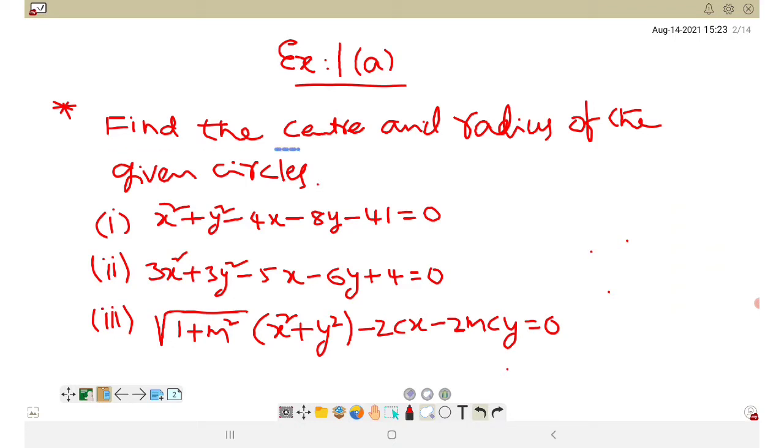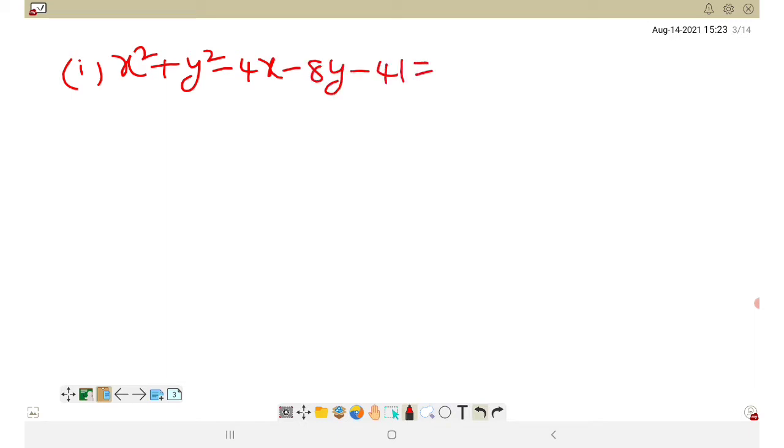Find the center and radius of the given circles. So first problem: x square plus y square minus 4x minus 8y minus 41 is equal to 0.